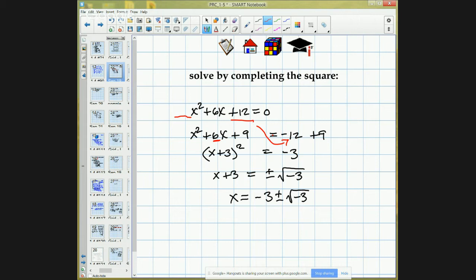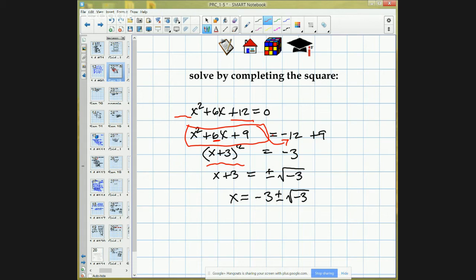Because we're in an equation, if we add 9, that'll make this thing a perfect square trinomial. And of course, if we add 9 to the left, we have to add 9 to the right. Now we can write it as a perfect square. And then, okay, we can extract roots. So the next step is extract roots.